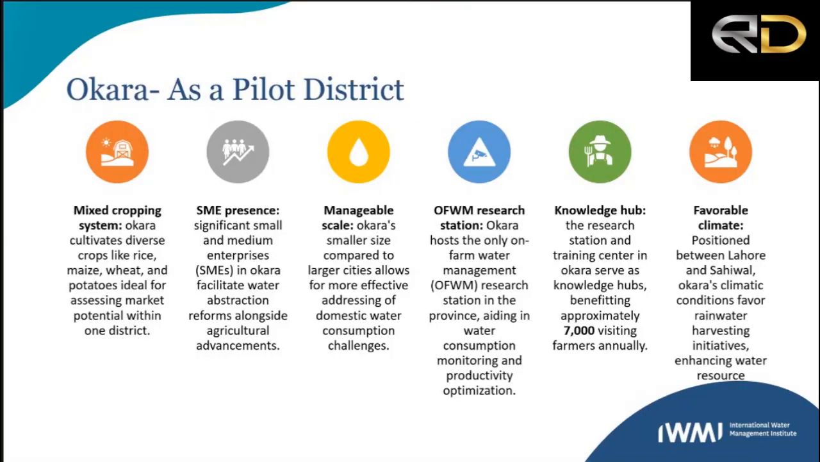Okara is a good pilot district. It's got a mixed cropping system, a lot of rice, a lot of maize, a lot of wheat, and a lot of potatoes. Very important to the district. There are also many small and medium enterprises that can facilitate water abstraction. They also, as you'll see in a minute, tie very closely into the agricultural system.